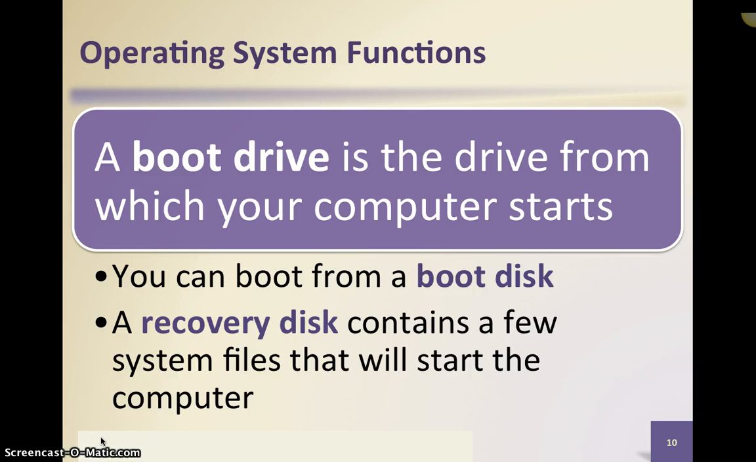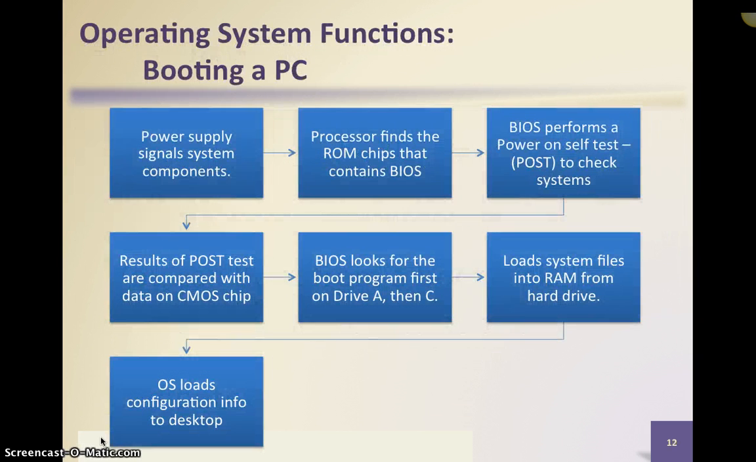You can also come from a recovery disk. So if your boot drive or that partition on your hard drive gets corrupted and the computer can no longer access it in order to start it up, the only way that you're going to get that computer to start up again is to use a recovery disk. So those are the two places that boot information can be housed.